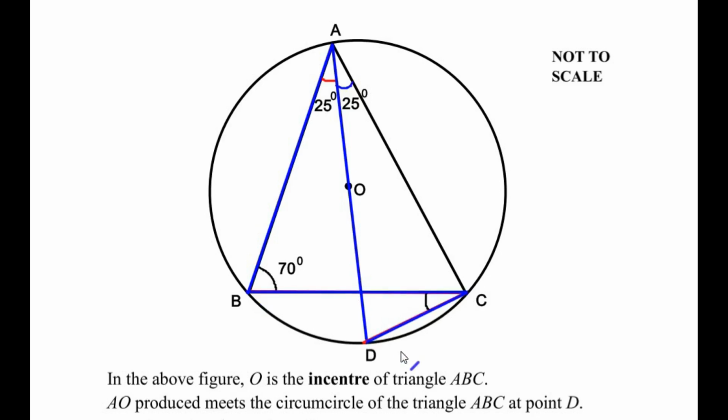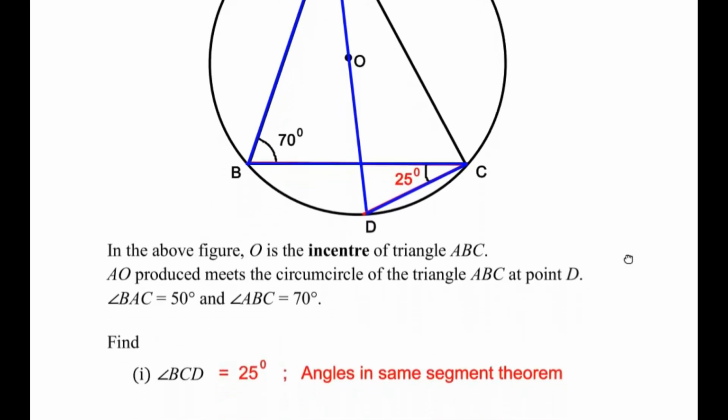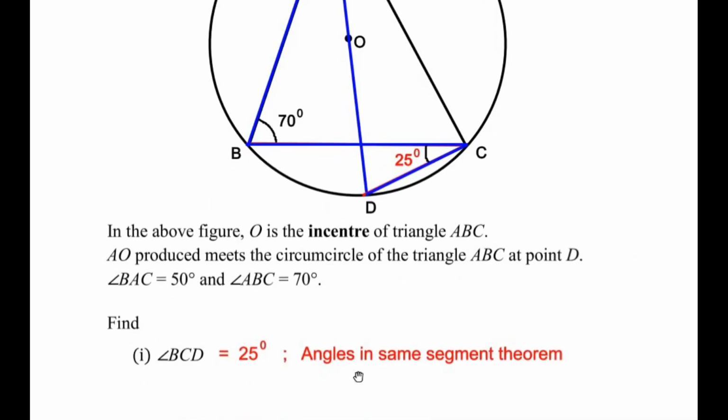So by using the angles in the same segment theorem, we can now say that angle A and angle C both are in the major segment and they both are made by the same 2 points B and D. So if angle A is 25 degree, then angle C is also going to be 25 degree. So we have written here angle BCD is equal to 25 degree. That is by using angles in the same segment theorem.